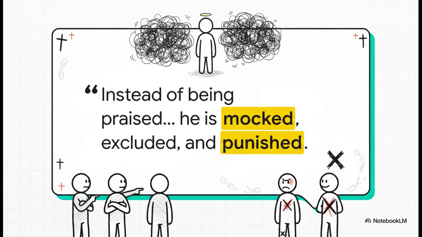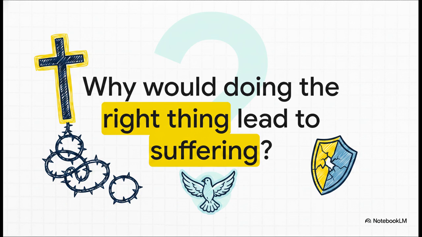So the lesson kicks off by painting this really vivid picture. Imagine a teenager who refuses to cheat, who won't lie, who actually stands up for what's right. Now, you'd think they'd get a pat on the back for that, right? But in this scenario, the total opposite happens. They end up getting mocked, excluded, and even punished for it. And that sets up the central question this entire lesson is built around.